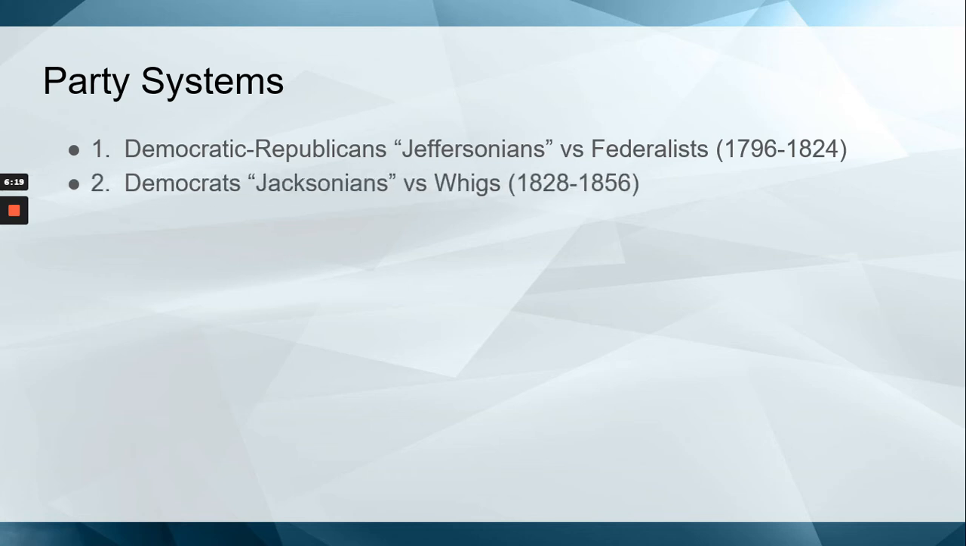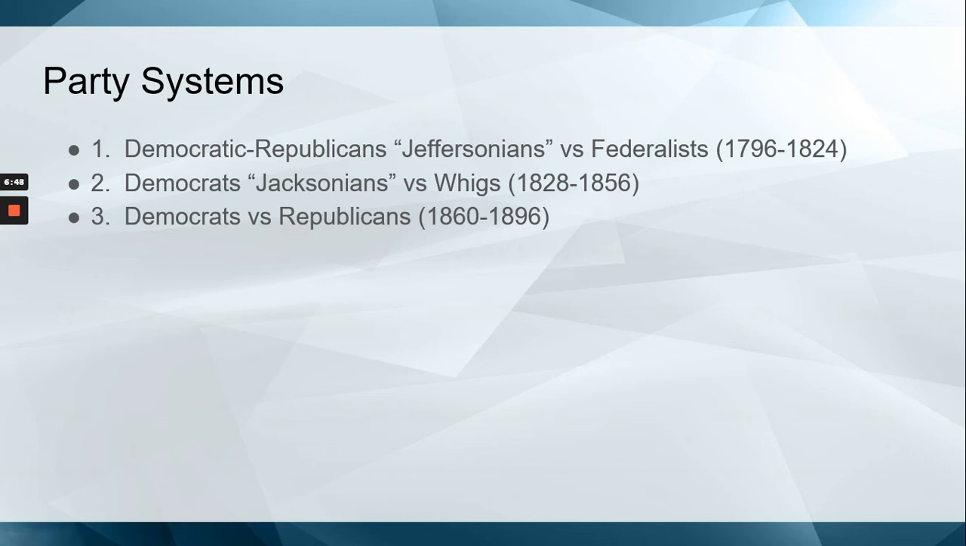Following that, starting in 1828, we get the Jacksonian Democrats versus the Whigs, in which the Jacksonian Democrats are winning more elections than the Whigs. I think the Whigs won like one national election. John Tyler was the running mate. Oh my God, I'm drawing a blank. Tippecanoe was his nickname. William Henry Harrison. There it is. All right.